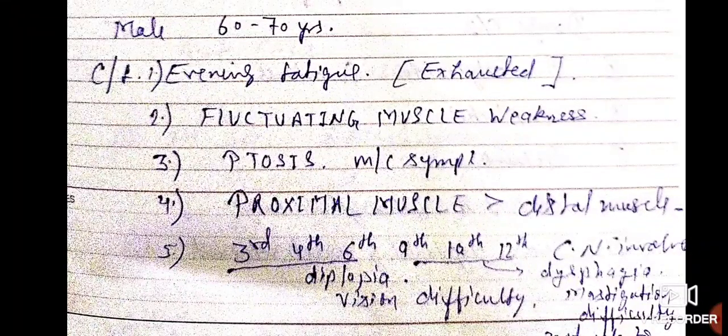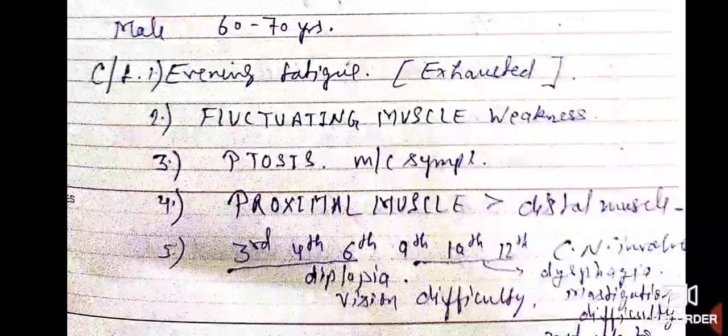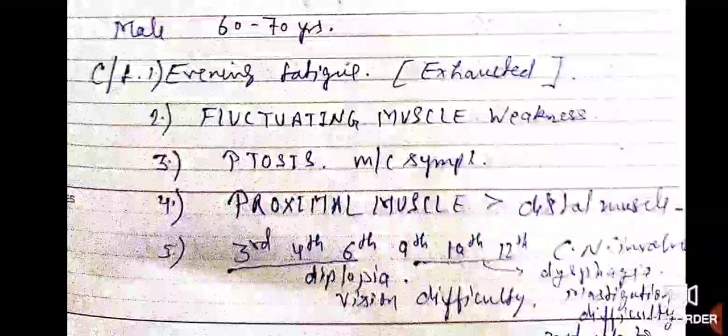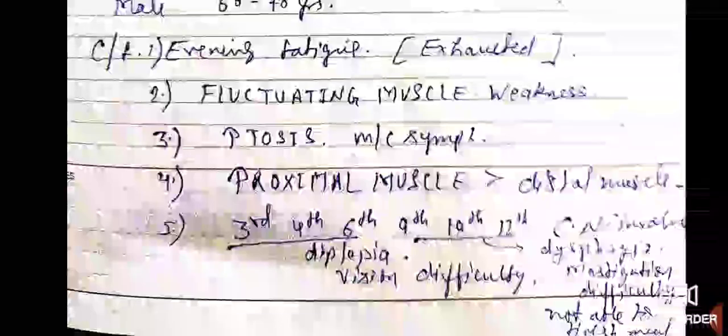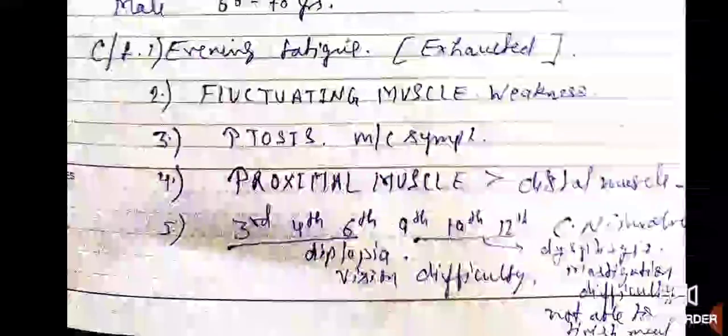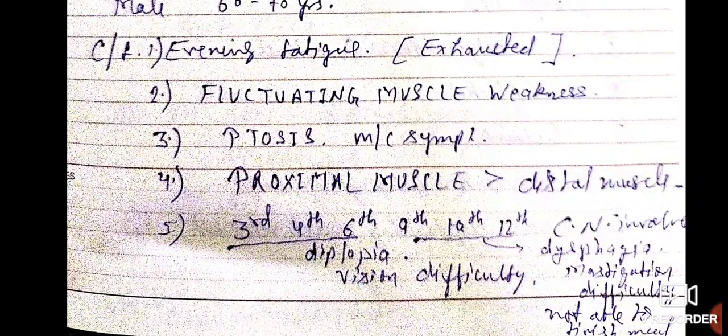Clinical features include evening fatigue, exhaustion, whereas in polymyositis and dermatomyositis there is morning fatigue and weakness or pain in muscle. Fluctuating muscle weakness. Ptosis is the most common symptom. Proximal muscles are involved more than distal muscles. It involves the 3rd, 4th, 6th, 9th, 10th and 12th cranial nerves.